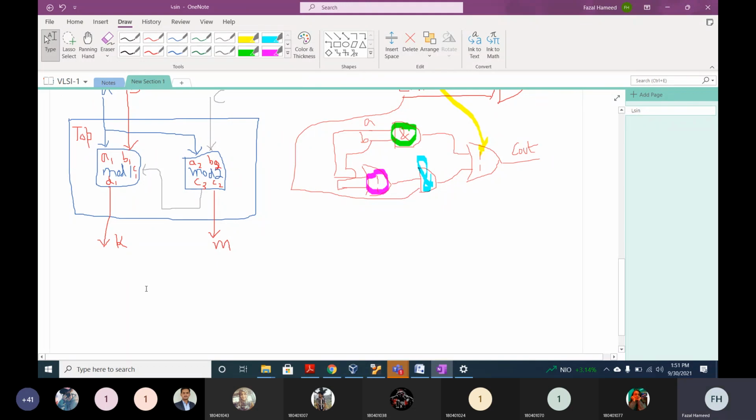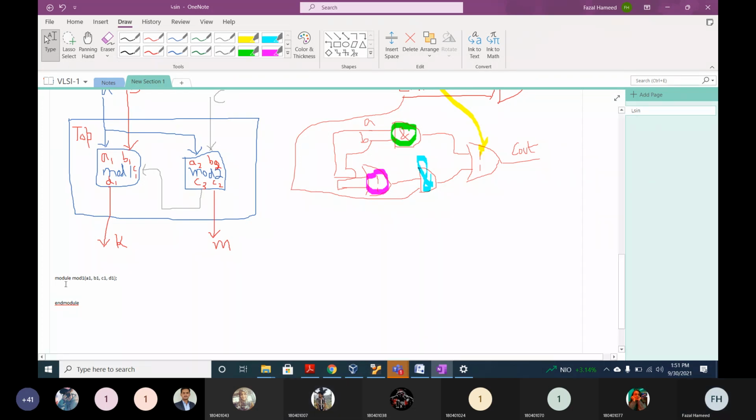So if you look at the module mod 1, what are the interfaces to module mod 1? Anybody? E1, C1 and D1. A1, C1, and D1. Am I right or not?